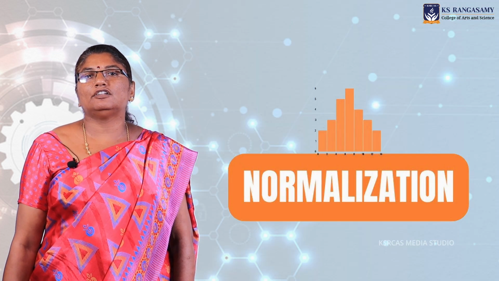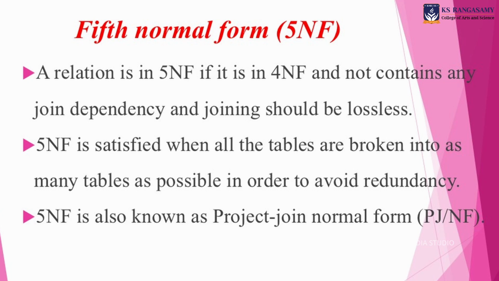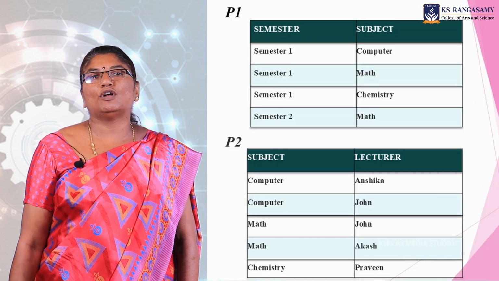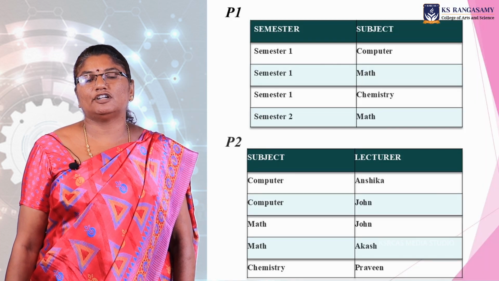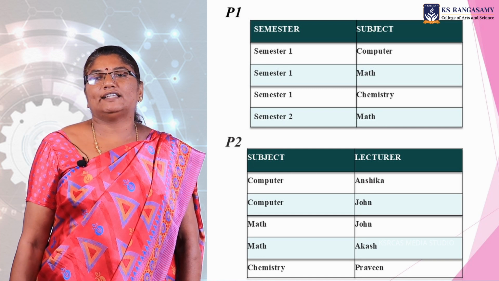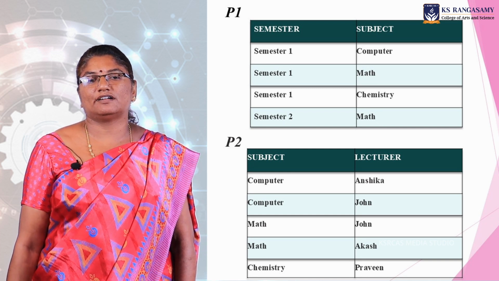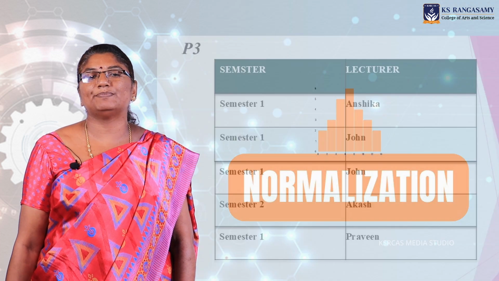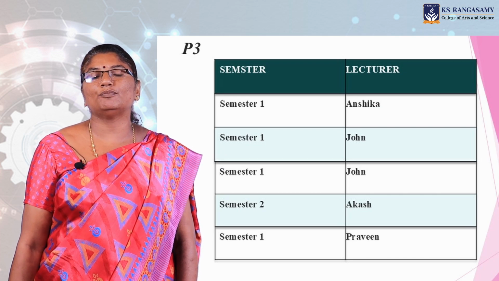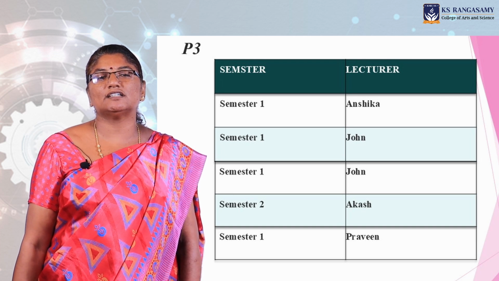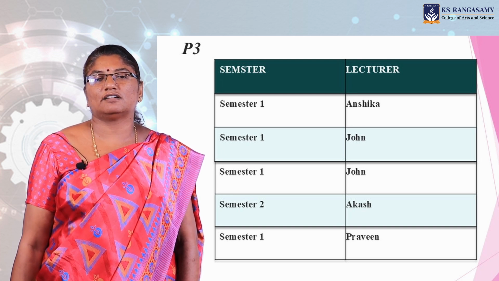And finally, under the fifth normal form, we can decompose the table into three tables, that is P1, P2 and P3. P1 has semester and subject. Then P2 is split again as subject and lecturer, and finally P3 is semester and lecturer. Thank you.